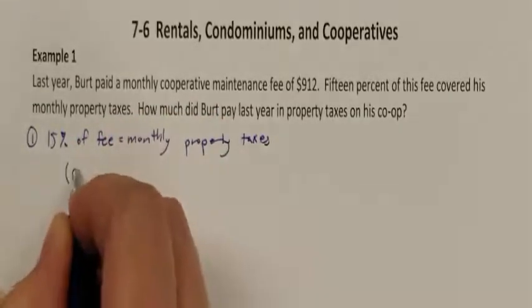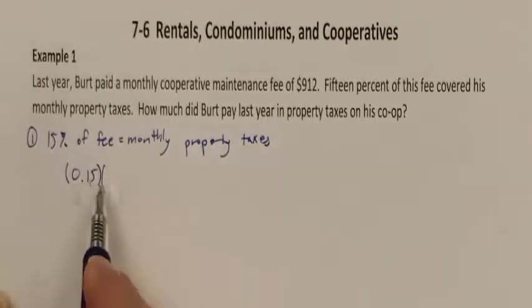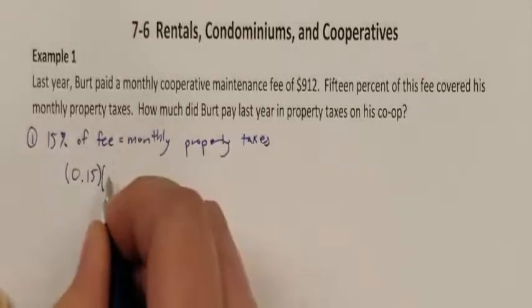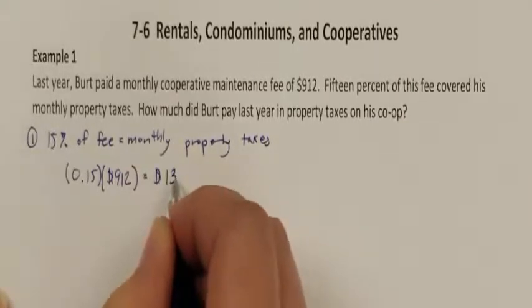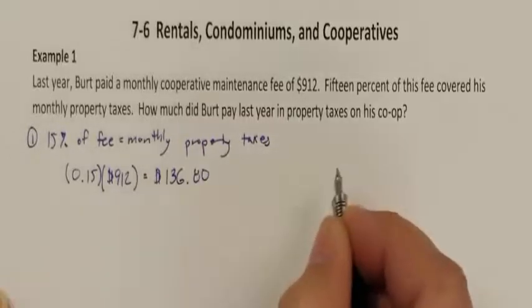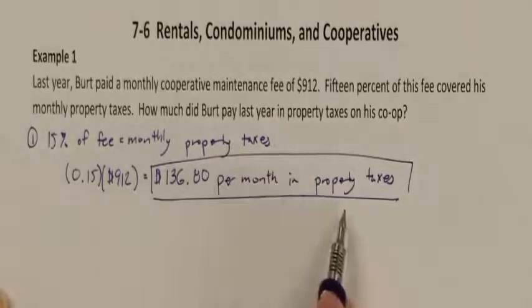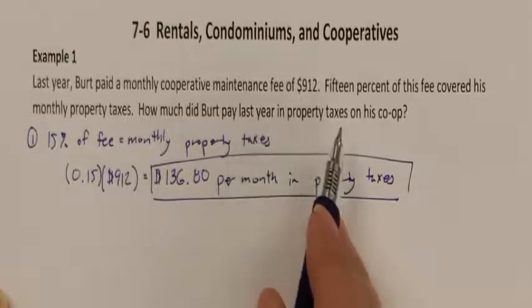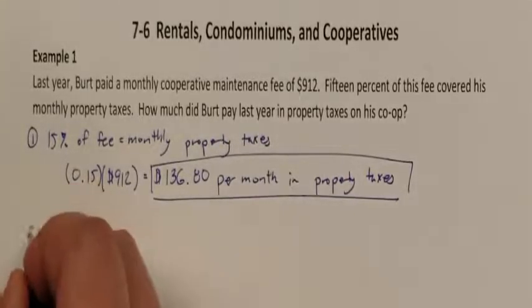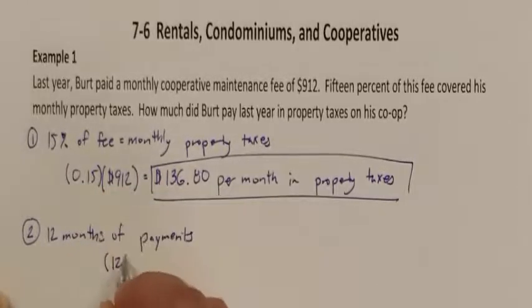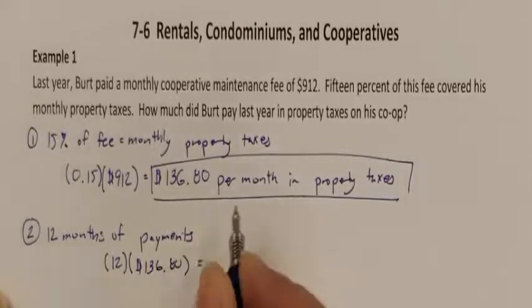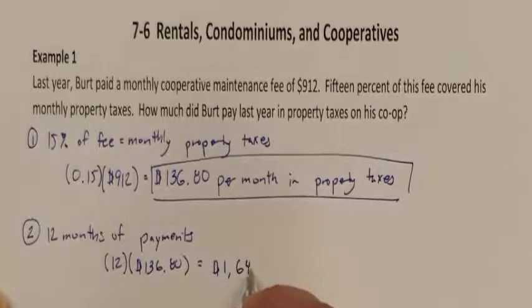So 15% as a decimal is 0.15, and of means we're multiplying, of the fee, which is a $912 fee, ends up giving us that he is paying $136.80 per month in property taxes. But this is per month. We want all last year. How much did he pay? So this is 1 month. We want 12 months. So we want 12 months of property taxes. So 12 months of the $136.80 gives us a total of $1,641.80 of annual property taxes.